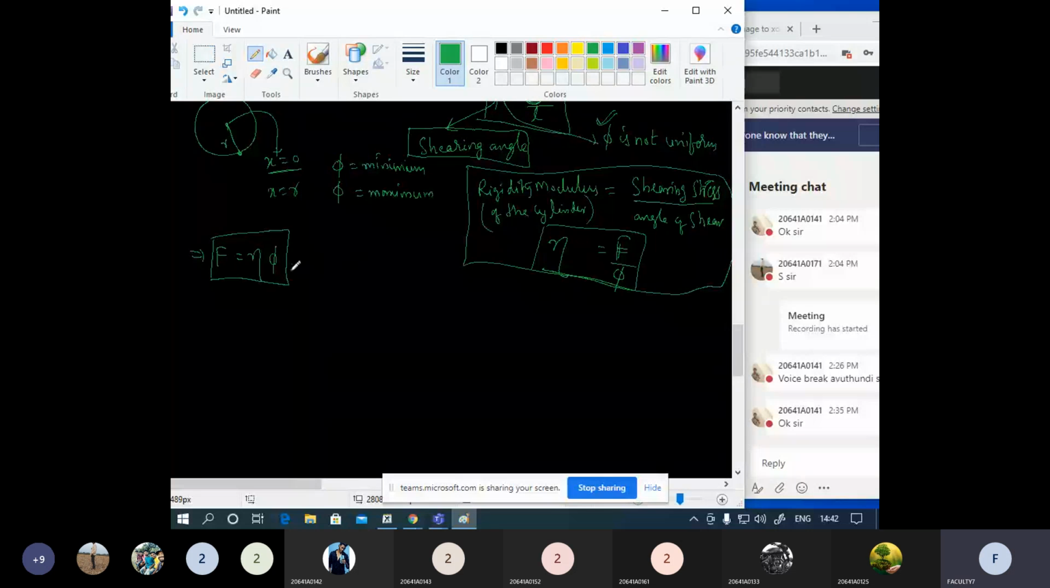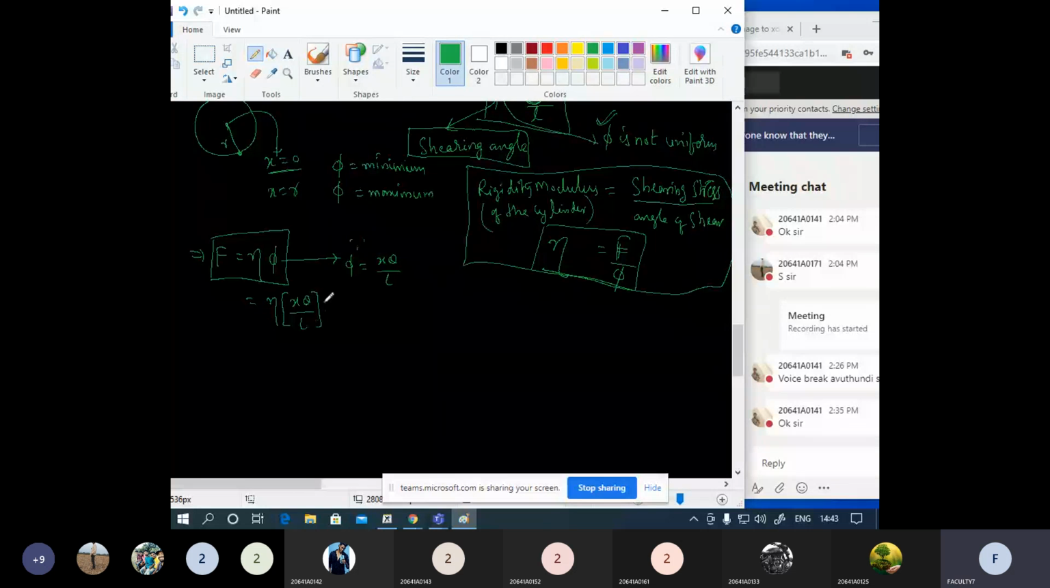What is the topic means? Previously you got phi, the expression for phi, which was phi equals x theta by L. Now you substitute that. Since phi equals x theta by L, this is what you are going to substitute.